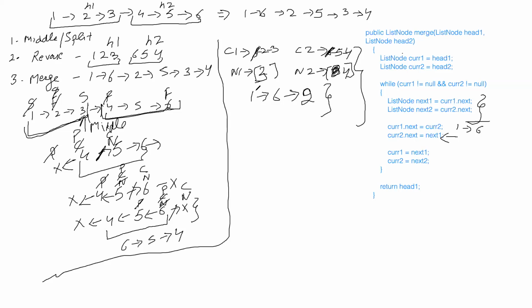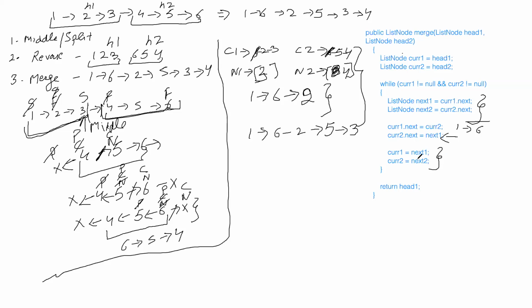Then we have cur1.next, which means 1, 6, 2. So we are saying point to cur2. And what is cur2 holding right now? Cur2 is holding 5 as a head node. So you will get a 5 over here. And then cur2.next, which means 5.next, will again point back to n1, which is 3.